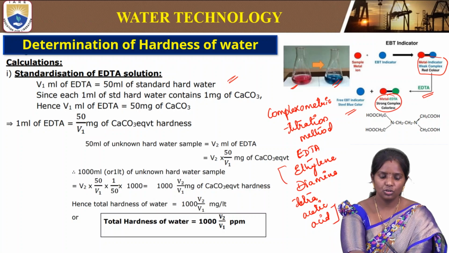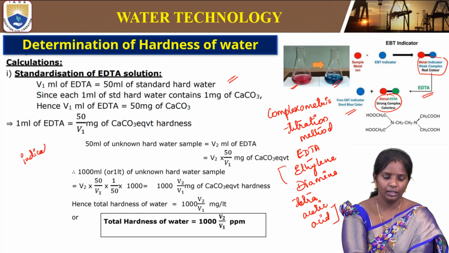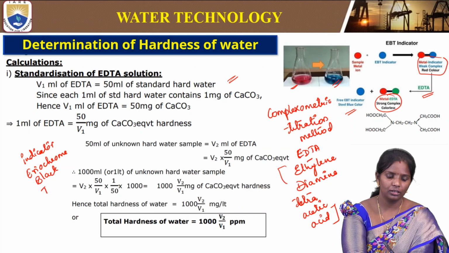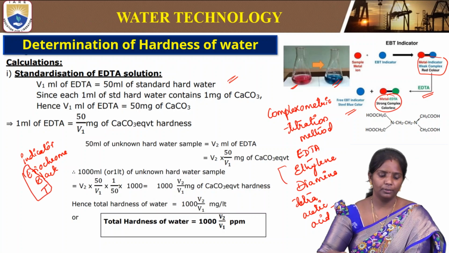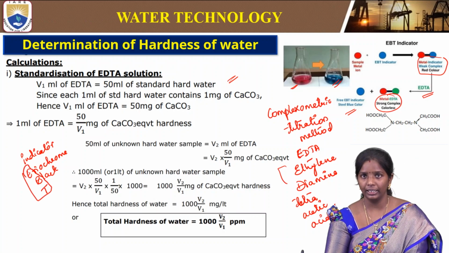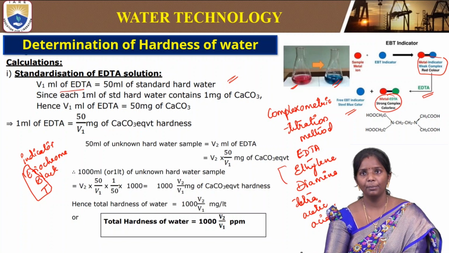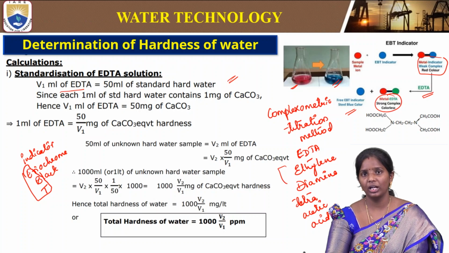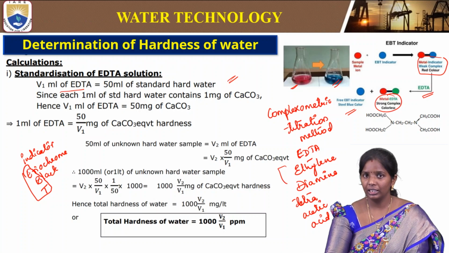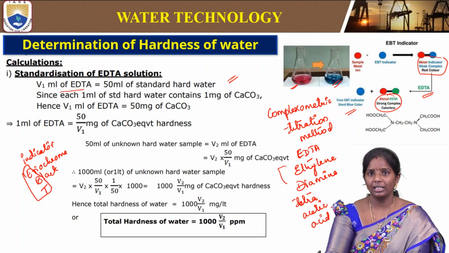The indicator used here is Eriochrome Black T, that is nothing but EBT. EBT is used as the indicator. For example, if 1 ml of EDTA is equal to 50 ml of standard hard water, it means we are taking hard water that is intentionally made hard and standard, considered as a standard hard water.